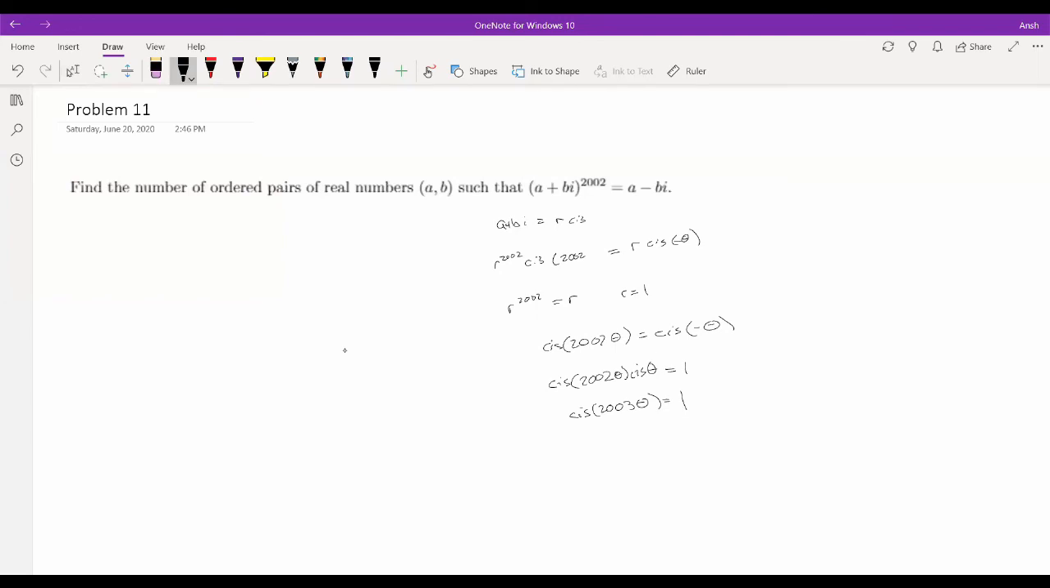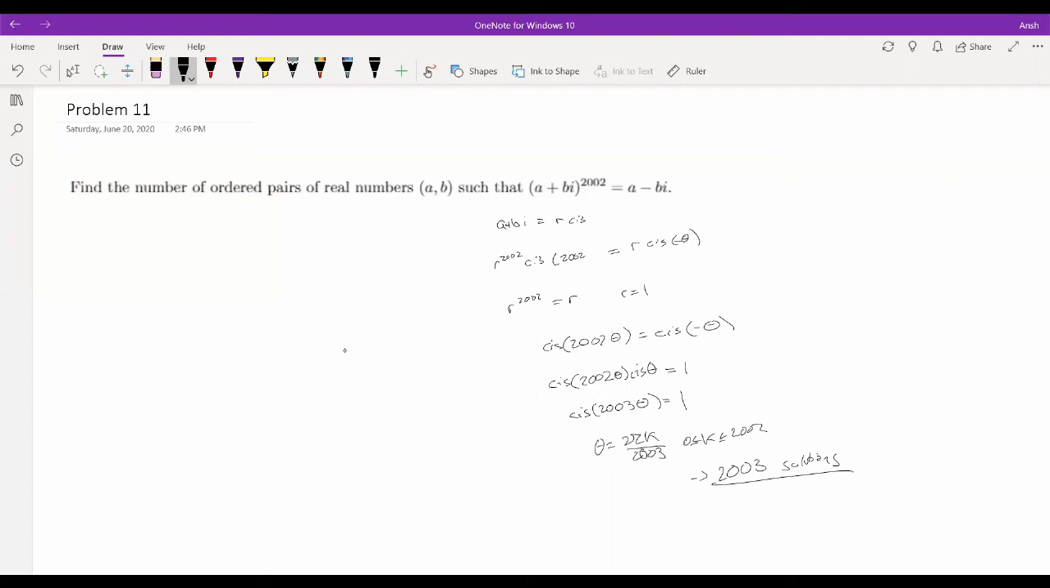These are the 2003rd roots of unity. So theta is in the form of 2 pi k over 2003, where k is less than 2003. So this actually gives us 2003 solutions. So that would be our answer.